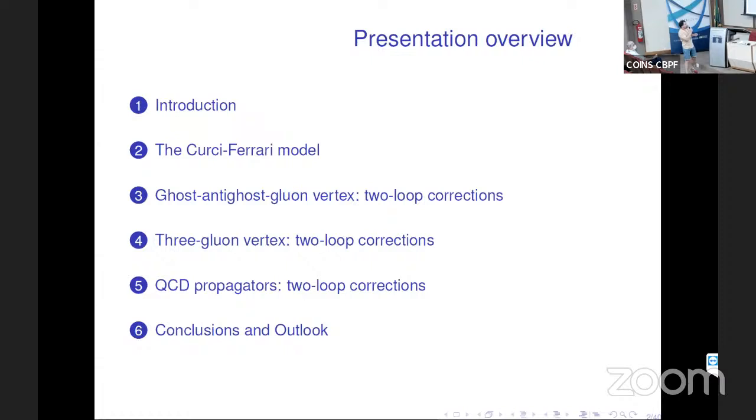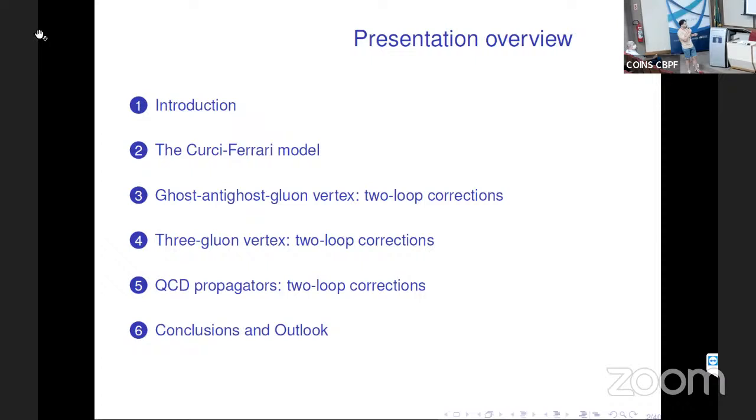So this is the overview of the presentation. First, I will give a brief introduction to motivate the model, which is the CBPF model that Marcela presented yesterday. The idea is to compute several correlation functions at two-loop order and compare the results with lattice data. So I will present the result for the ghost anti-ghost gluon vertex, the three gluon vertex, the QCD propagators, and finally, I will present some conclusions and outlook.